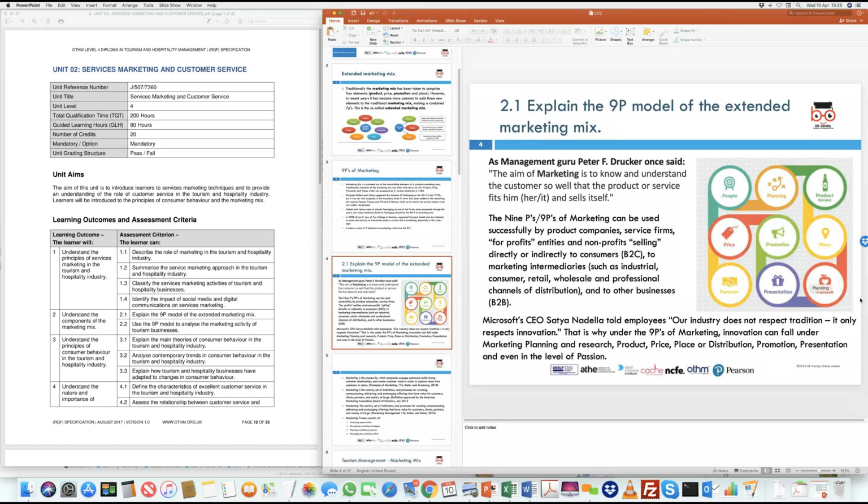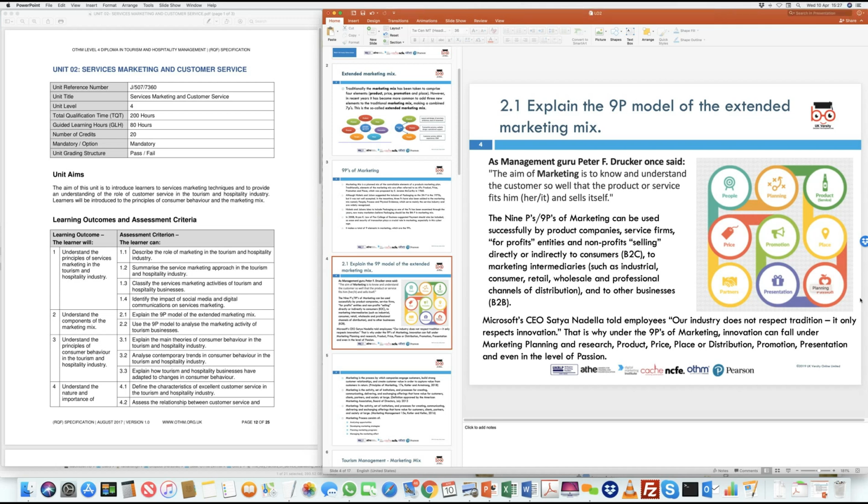But essentially, when you look at the 9P model, and we look at the definition of marketing and the marketing mix. Now, Peter Drucker is considered one of the marketing gurus apart from Kotler in this particular area. Now, he basically said, if you have to redefine marketing, if you have to look at a definition of marketing, what is the definition of marketing according to him?